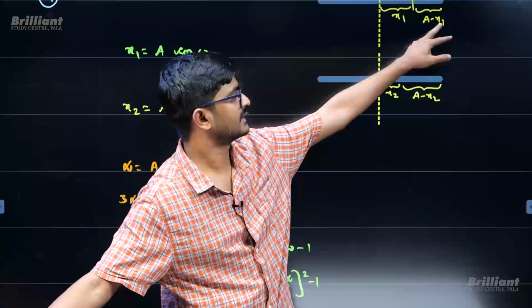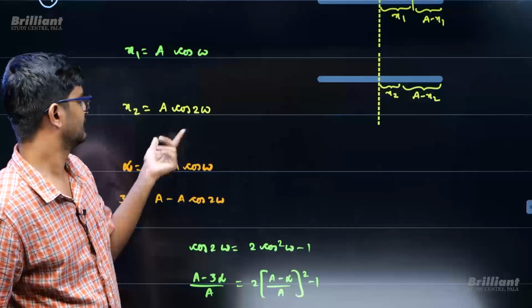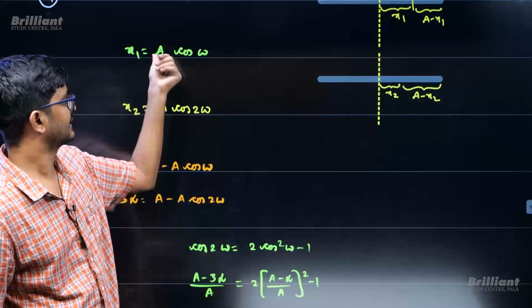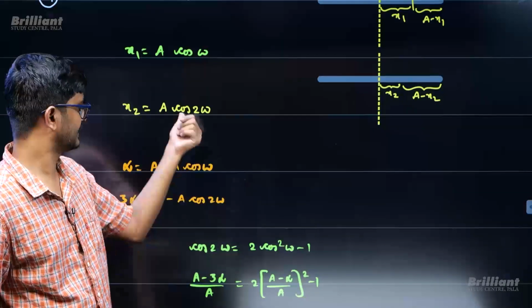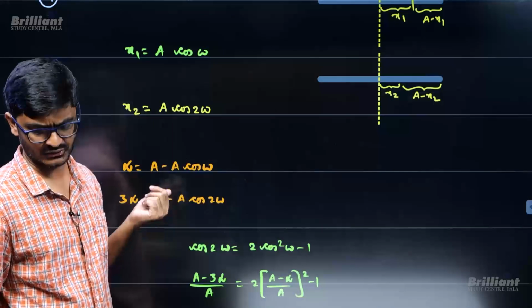A minus x1 is alpha. A minus x2 is 3 alpha. Now we need to solve them.